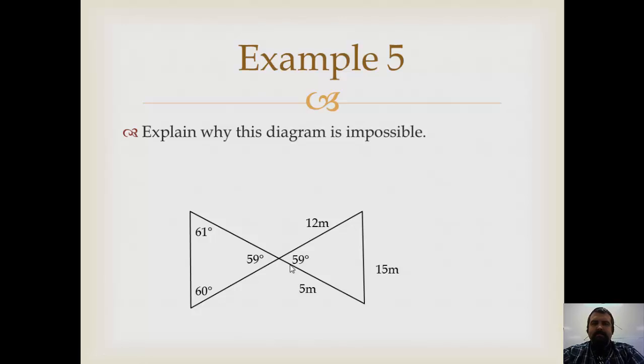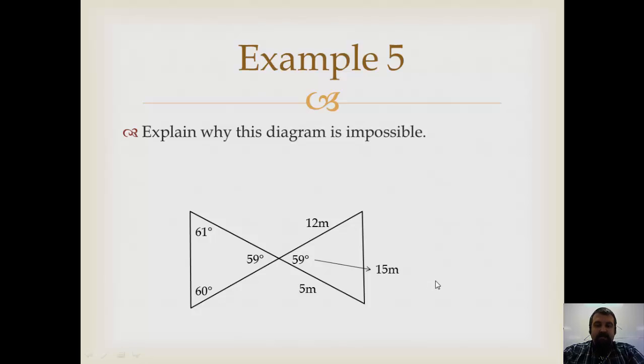Wait a second. 59. Either this angle or this angle has to be larger than 59. Just looking over here. In fact, both of the angles over here were larger than 59, but in this case, it doesn't matter how I arrange it. At least one of these is larger than 59, which means 59 is not the largest angle, but it's across from the longest side. This can't happen because this angle doesn't match up to be the largest angle.